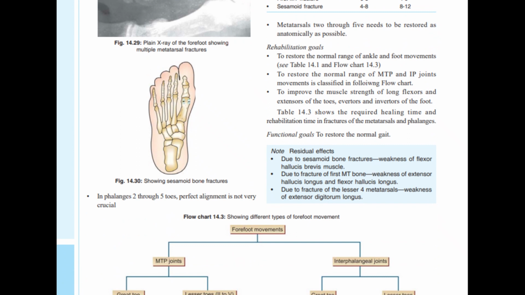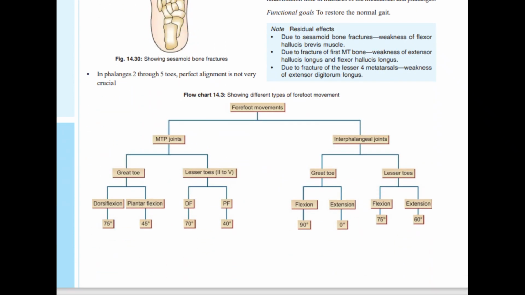Note the residual effects. Sesamoid bone fractures: weakness of flexor hallucis brevis muscle. Fracture of the first metatarsal bone: weakness of extensor hallucis longus and flexor hallucis longus. Fracture of the lesser four metatarsals: weakness of extensor digitorum longus.